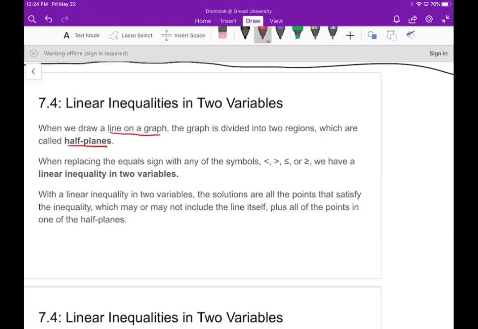Now when you replace the equal sign with any of your inequality symbols, instead of a linear equation in two variables, you now have a linear inequality in two variables. When you have a linear inequality, the solution is basically going to be one of the half planes, because you want something to be greater or less than something. So it's going to be everything above or below the line that you have, and it may or may not include that line as well.